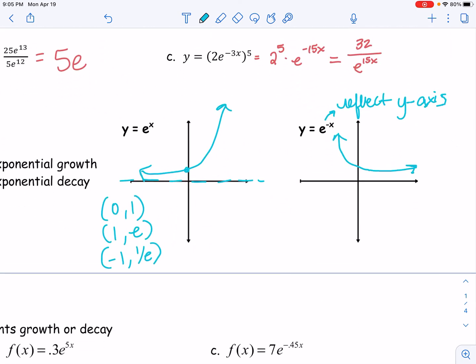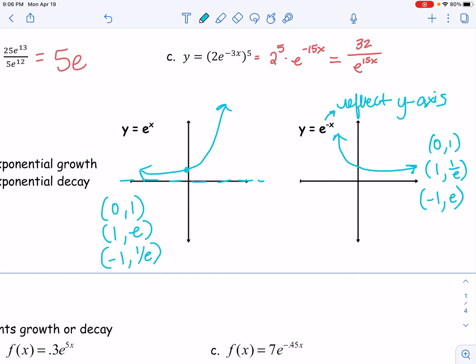Now let's think about plugging in some x values. If I plug in 0, e to the negative 0 is still e to the 0, so I'm still getting the 1. But if I plug in 1, this is actually now going to be e to the negative 1, which is 1 over e. And if I plugged in negative 1, that would be e to the negative negative 1, which is just positive 1. So then I would get e. So this is the exact pattern we would have seen for the decay model.